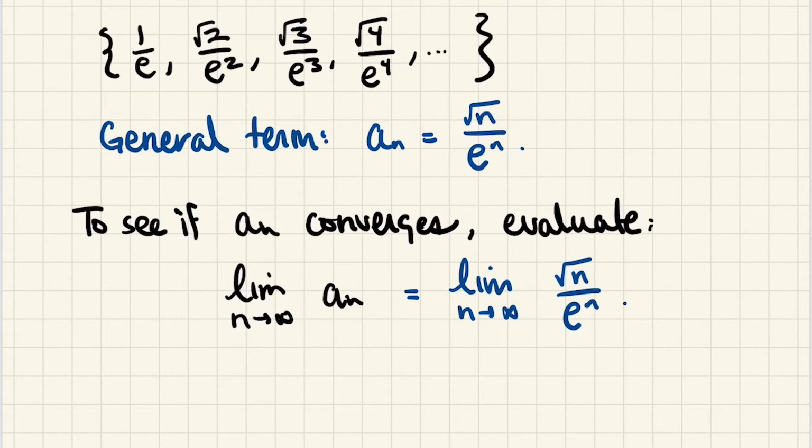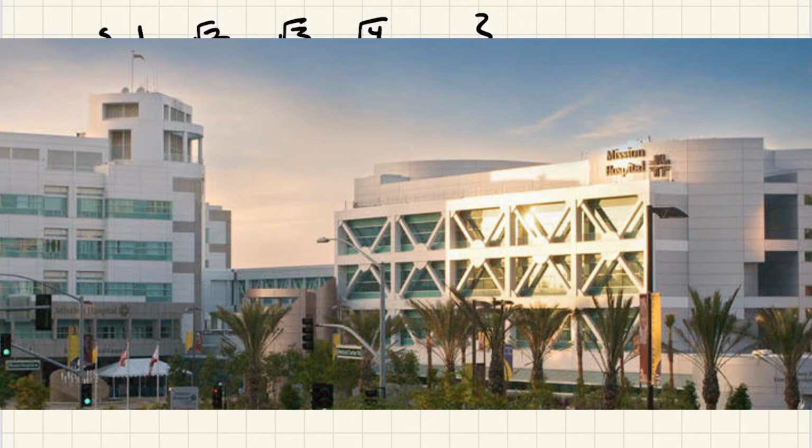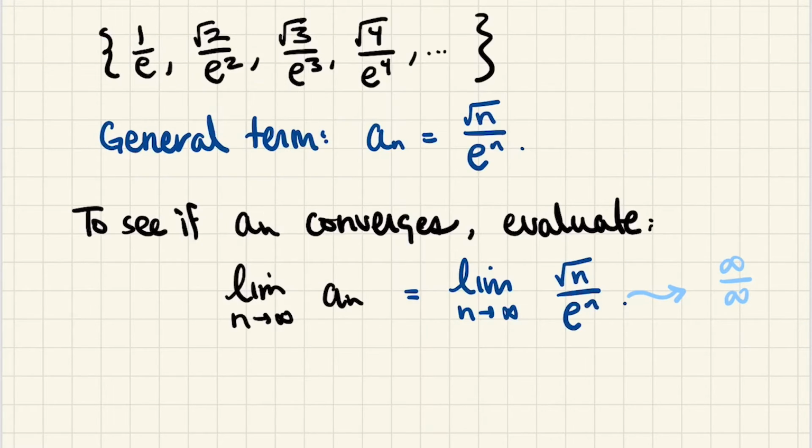Okay, so suddenly we're in Math 3A evaluating limits. So we can see that if we let n approach infinity in this form, we're going to get infinity in the numerator and infinity in the denominator. And I hope you recall what to do in this situation, which is to apply L'Hôpital's rule. The problem is we are not allowed to do that.